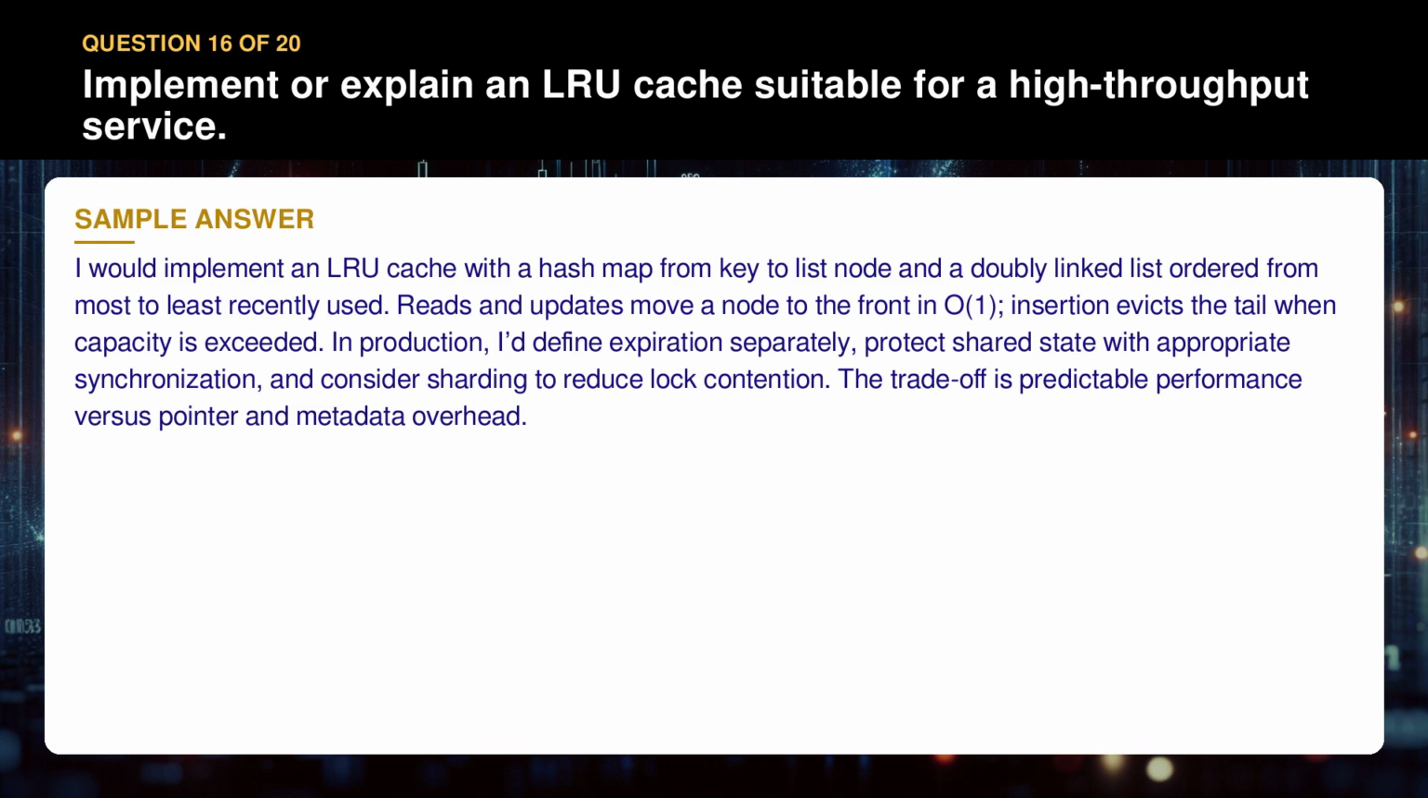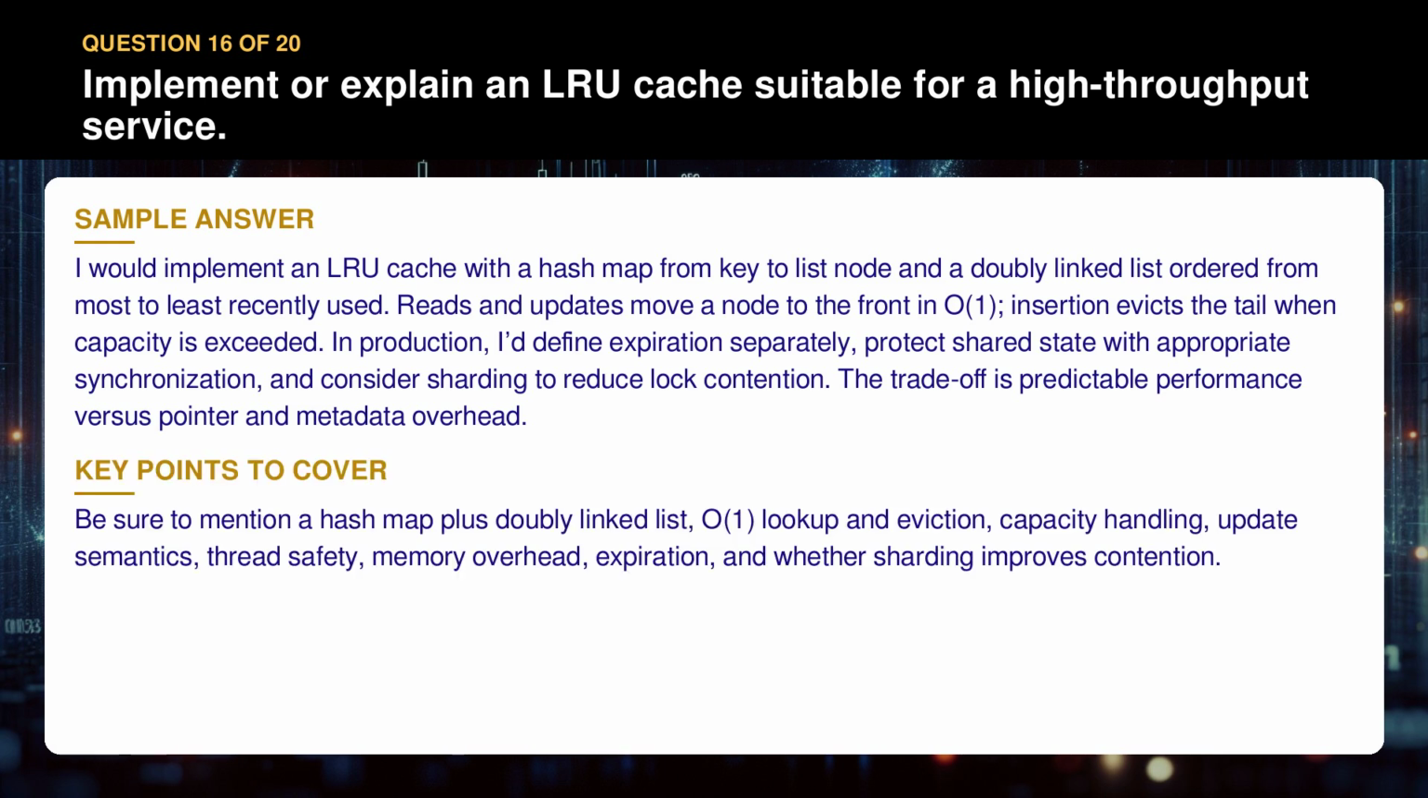In production, I'd define expiration separately, protect shared state with appropriate synchronization, and consider sharding to reduce lock contention. The trade-off is predictable performance versus pointer and metadata overhead. Be sure to mention a hash map plus doubly linked list, O(1) lookup and eviction, capacity handling, update semantics, thread safety, memory overhead, expiration, and whether sharding improves contention.